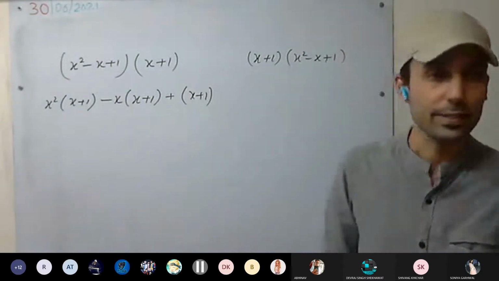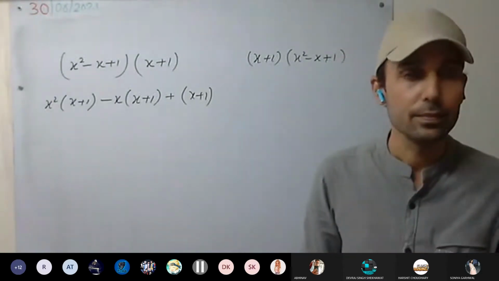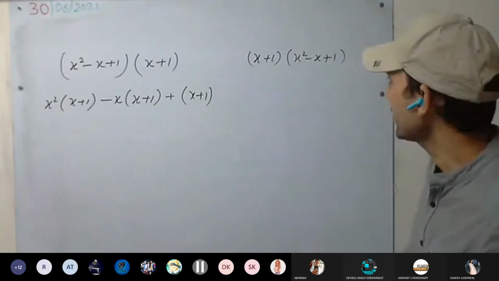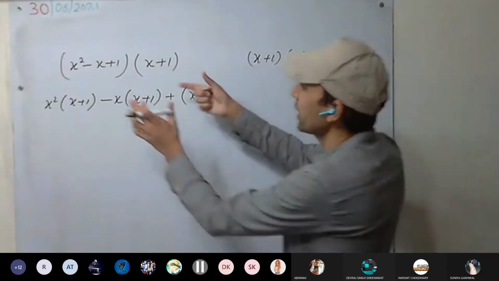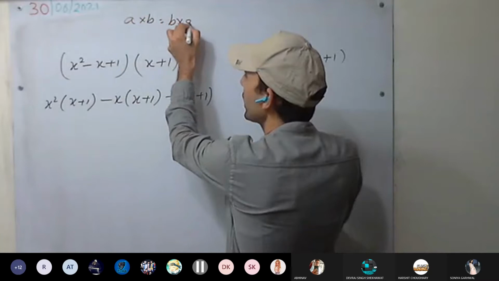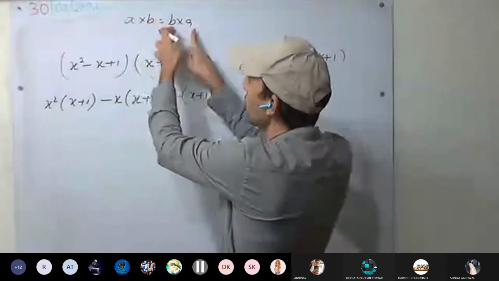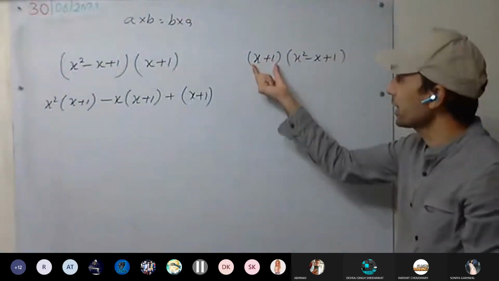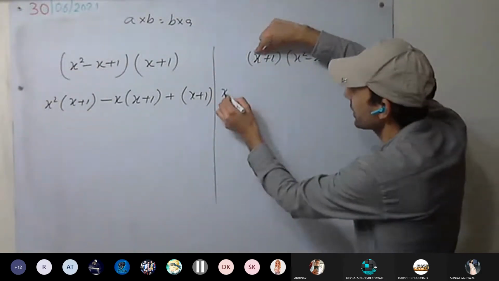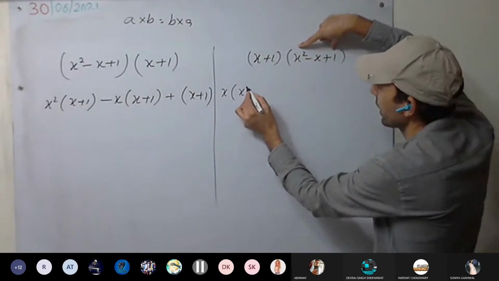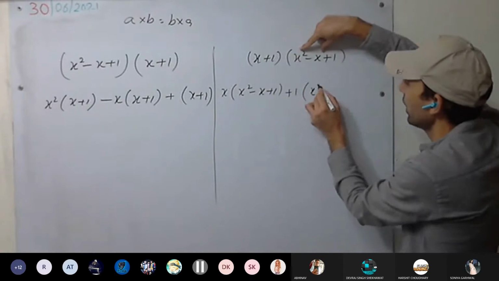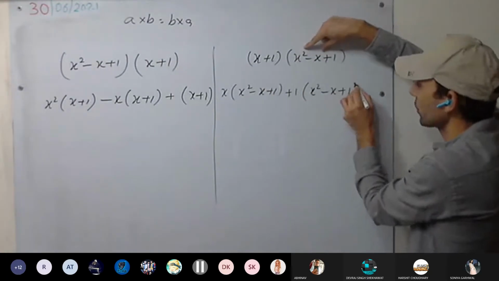Sir, can you tell me how to solve this question in a second way? Okay, see, both are similar, no change. You can write this first like this: a into b is the same as b into a. It doesn't matter whether you do a into b or b into a. If this is a, this is b. Now here, x into this whole x square minus x plus 1, plus 1 into x square minus x plus 1. Understood?